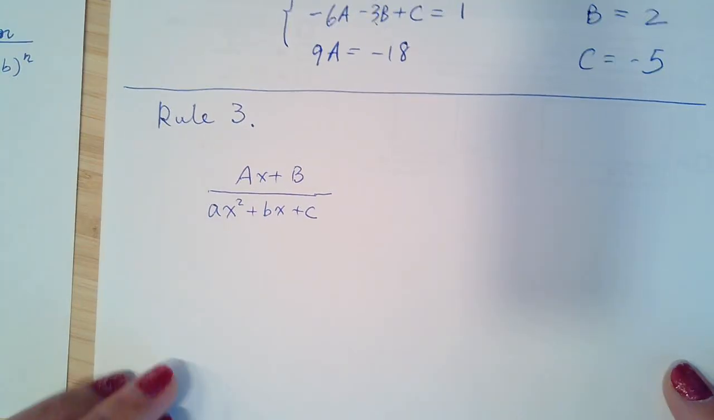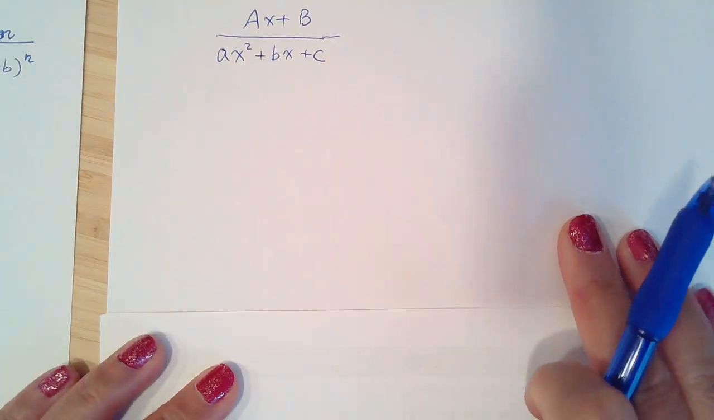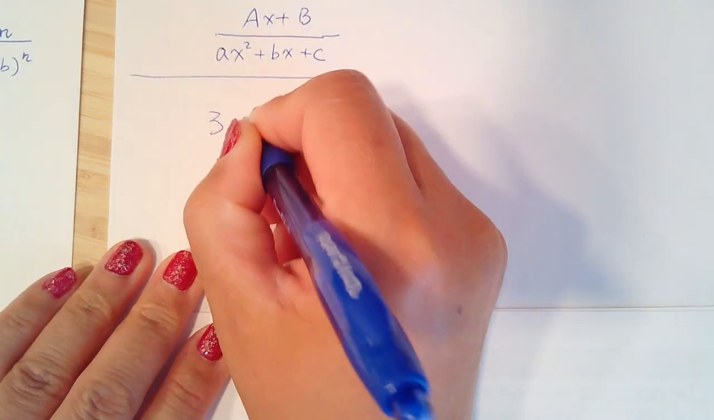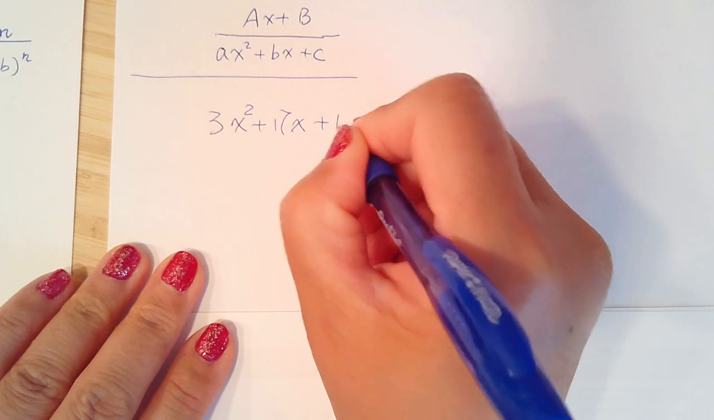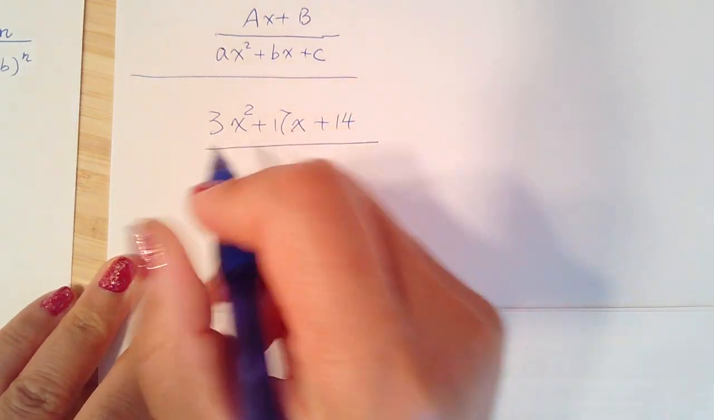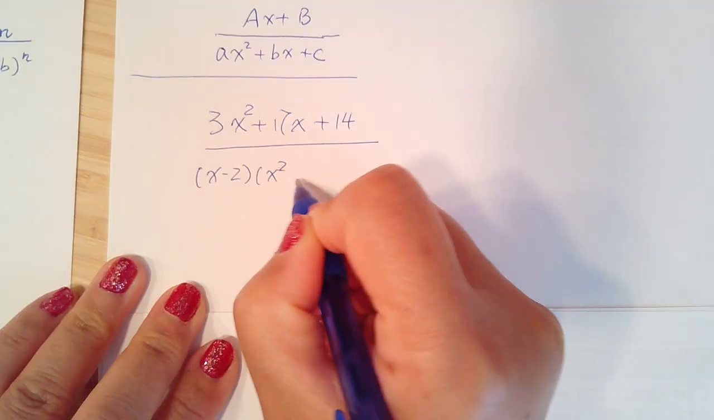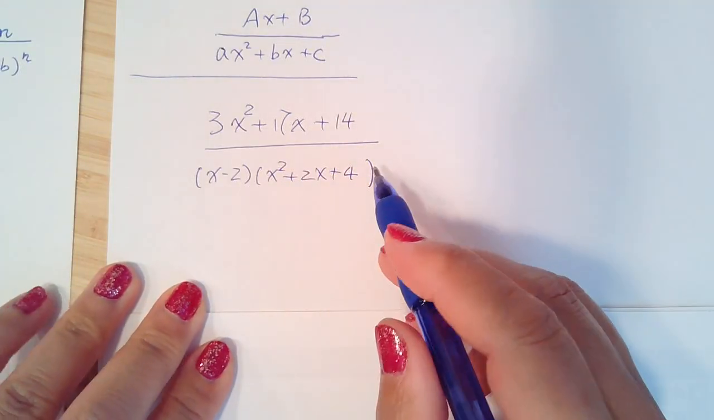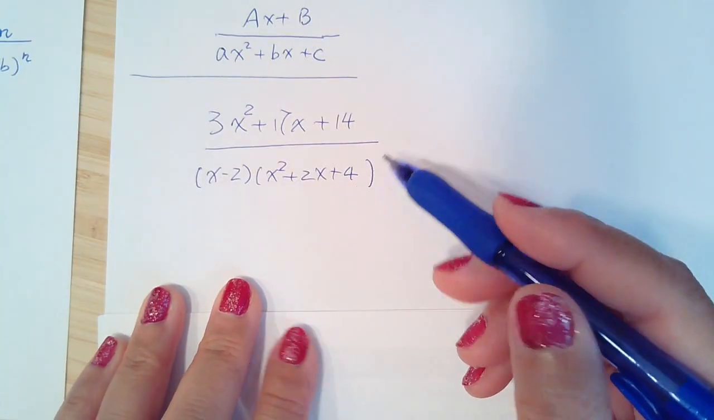All right, so I'm going to work on the last example. We're going to do this pretty quick and it's going to be easy. The example: 3x squared plus 17x plus 14 divided by x minus 2 and x squared plus 2x plus 4. So I would ask you to find the partial fraction decomposition of this.